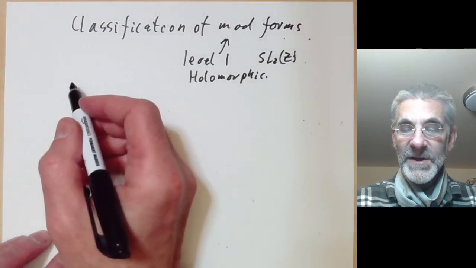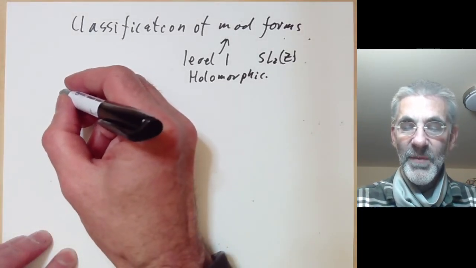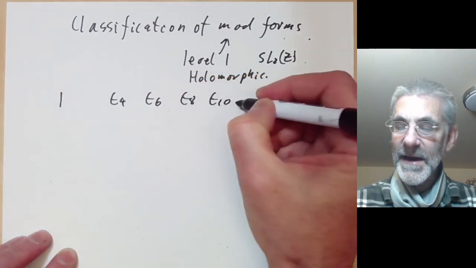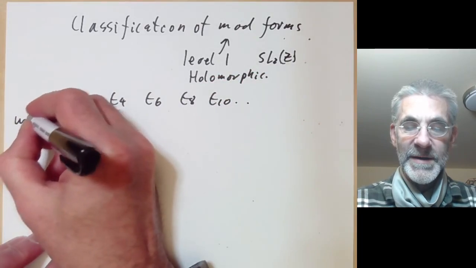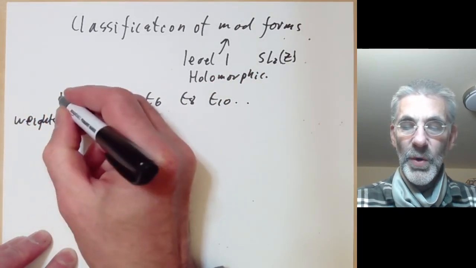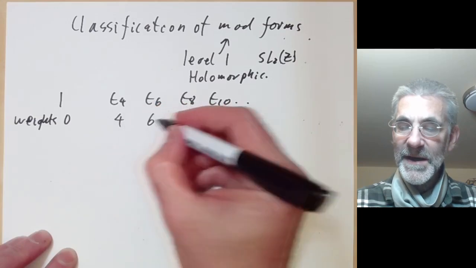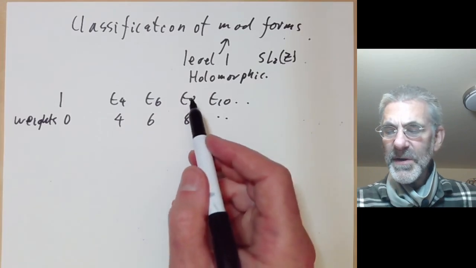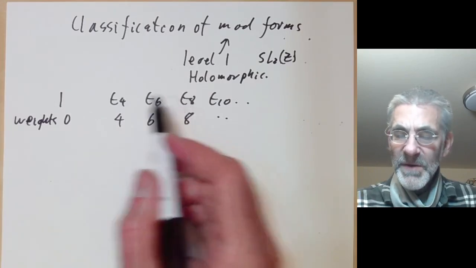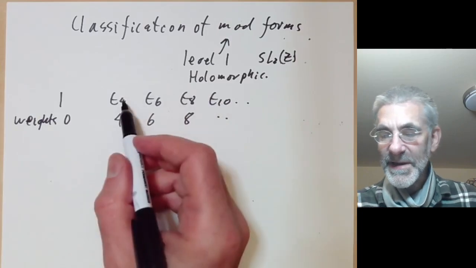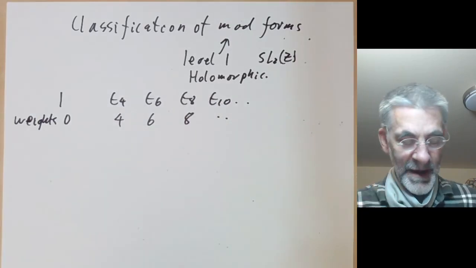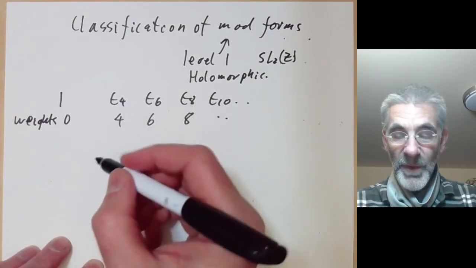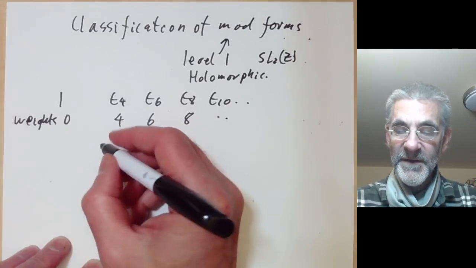So last lecture we found some modular forms. We found modular forms 1, E4, E6, E8, E10 and so on, and these had weights. 1 had weight 0 and E4, E6 and so on had weights 4, 6 and so on. And we also noticed that E8 seemed to be the square of E4 and E10 seemed to be E4 times E6. In general, it turns out that all these Eisenstein series, and for that matter all modular forms, can be written as polynomials in E4 and E6.